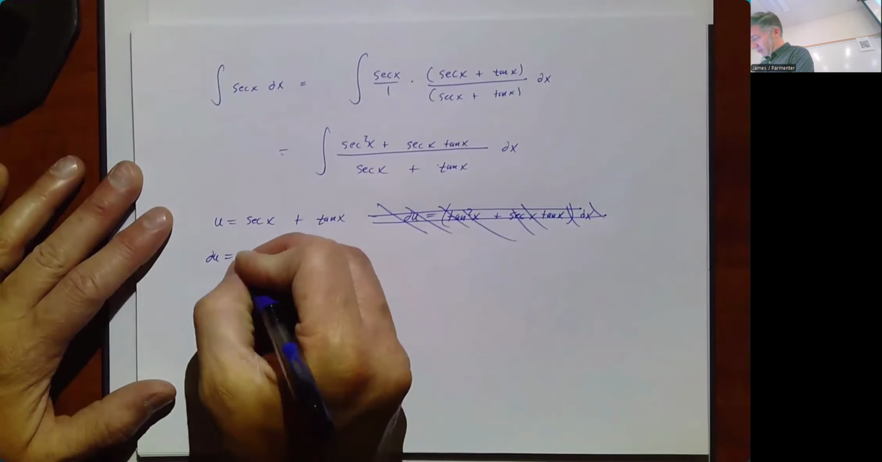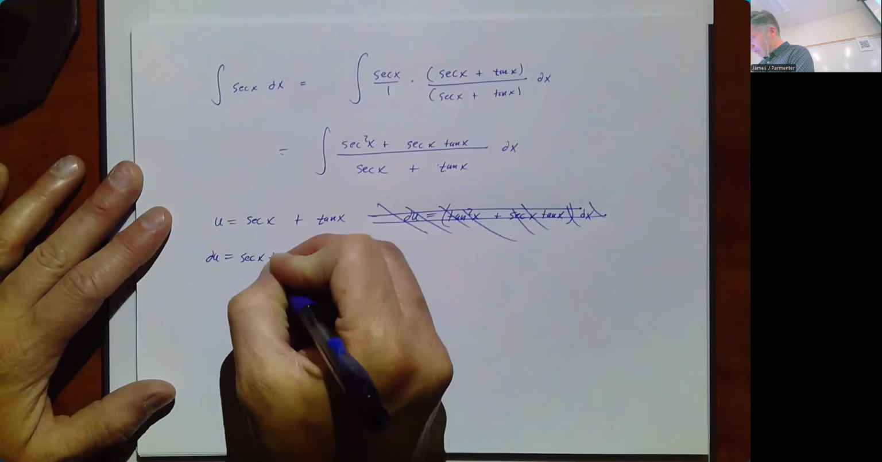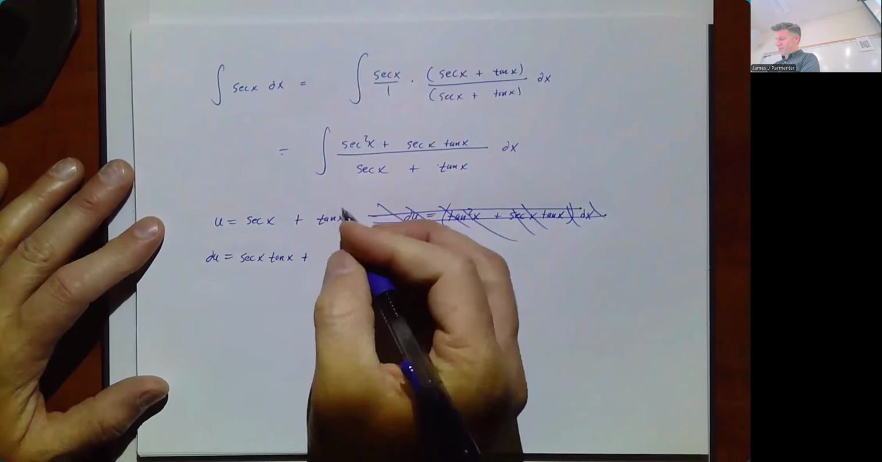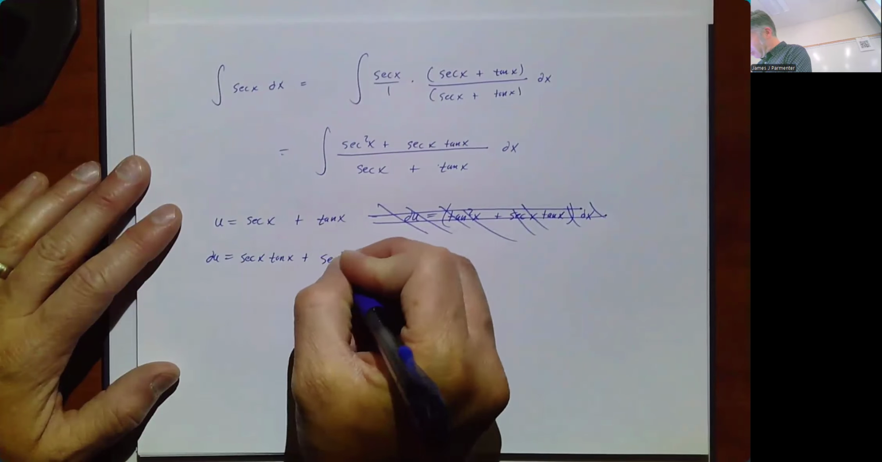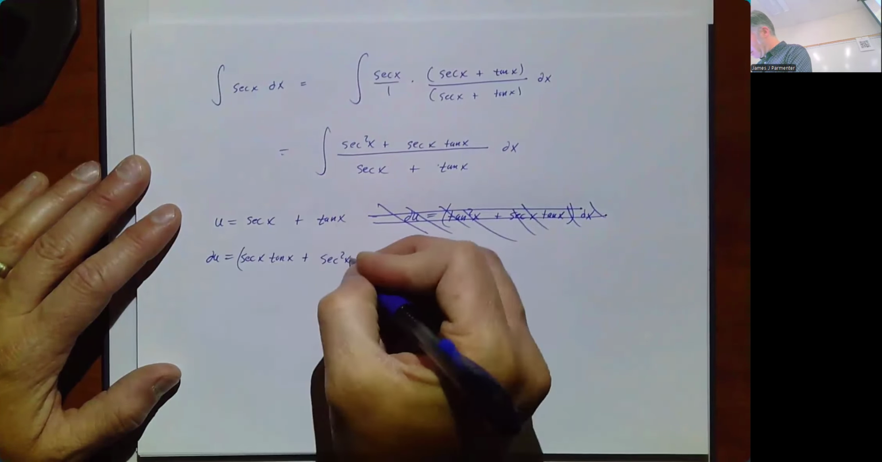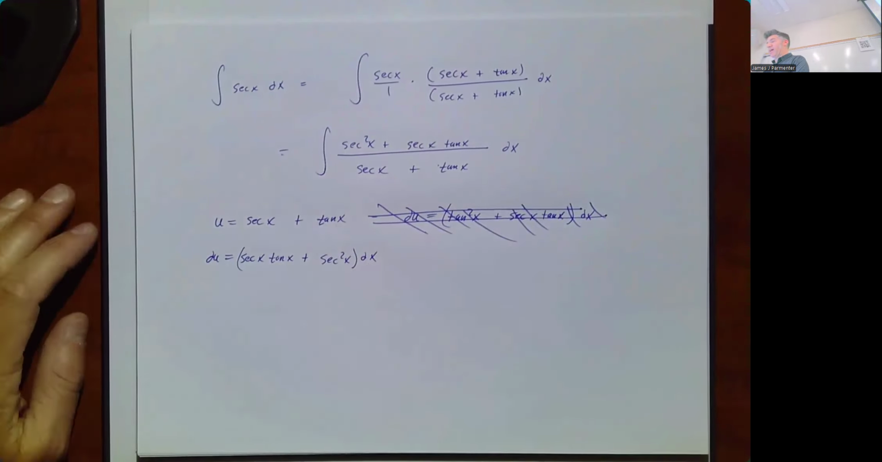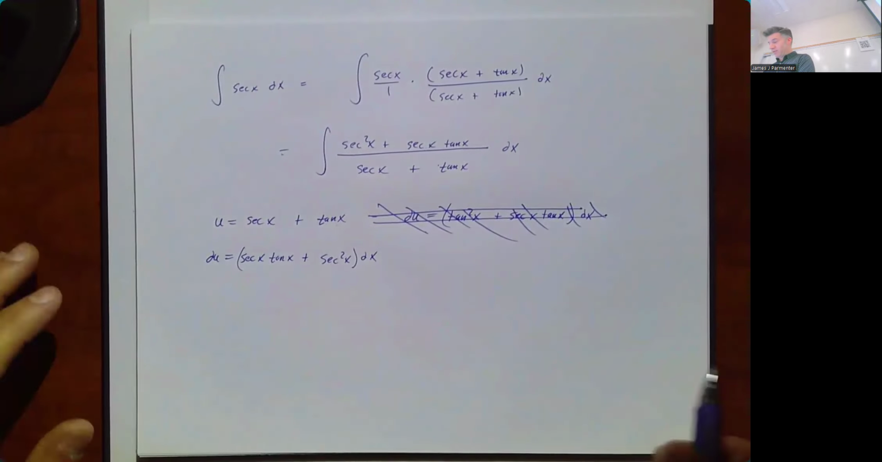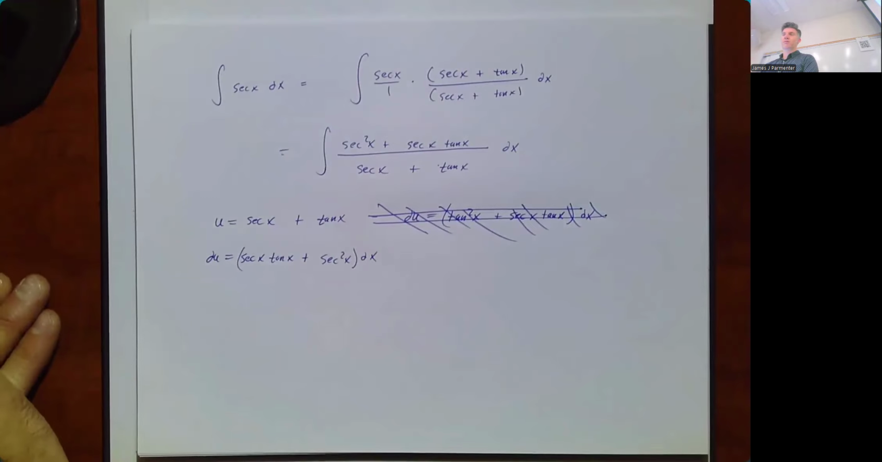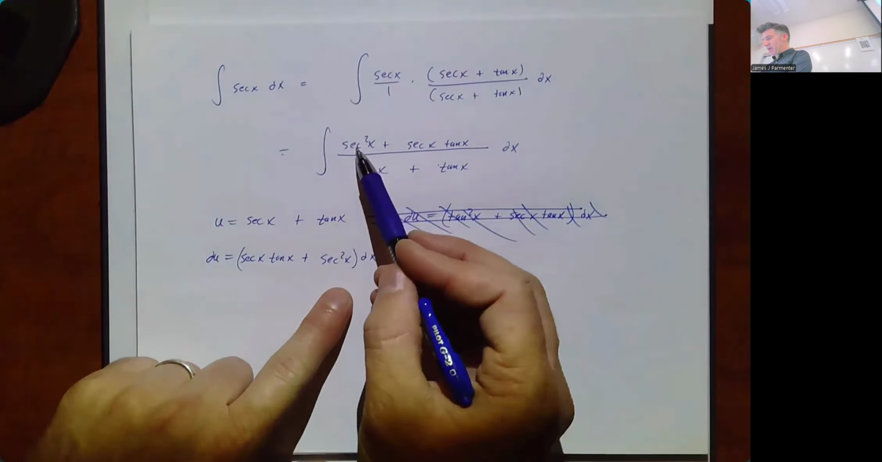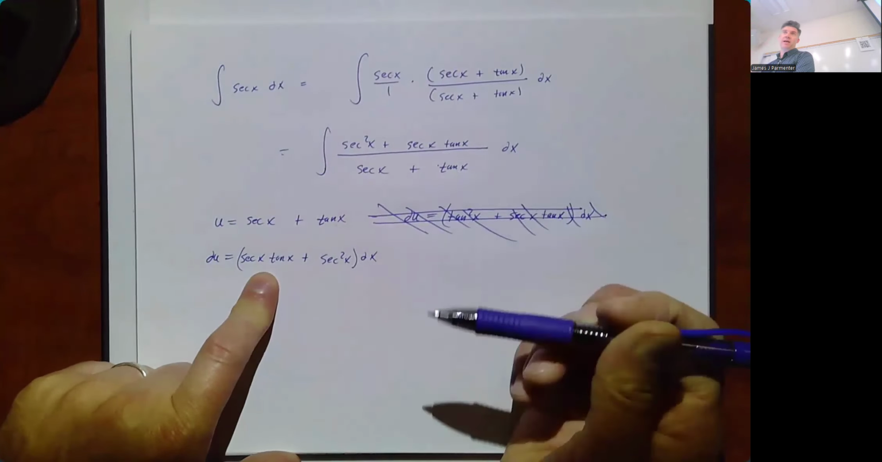Thank you. Yes, correctly. Secant x times tangent of x. And what's the derivative of tangent of x? Yes. Okay. Getting carried away over here. But look, now that we've done it correctly, the du is exactly the numerator. It is exactly secant squared x plus secant x tangent x all times dx.